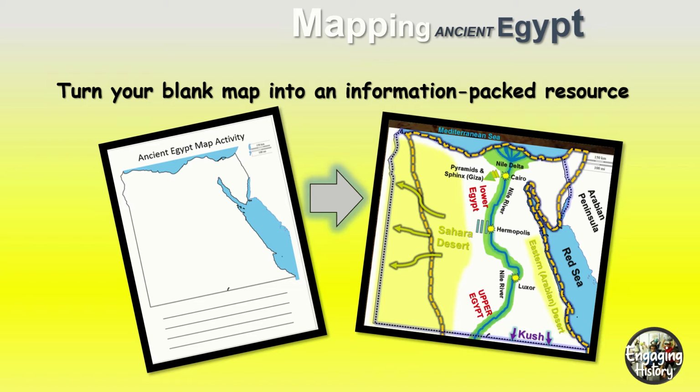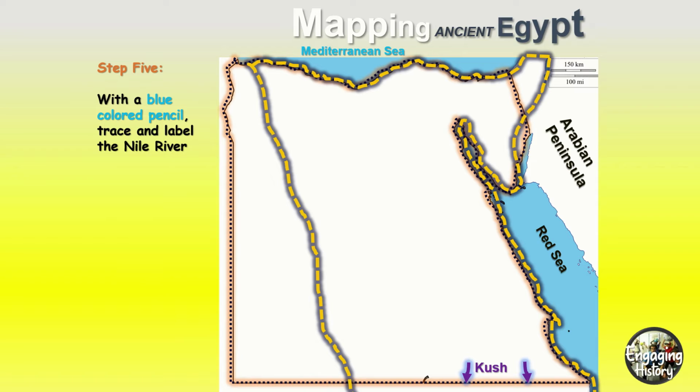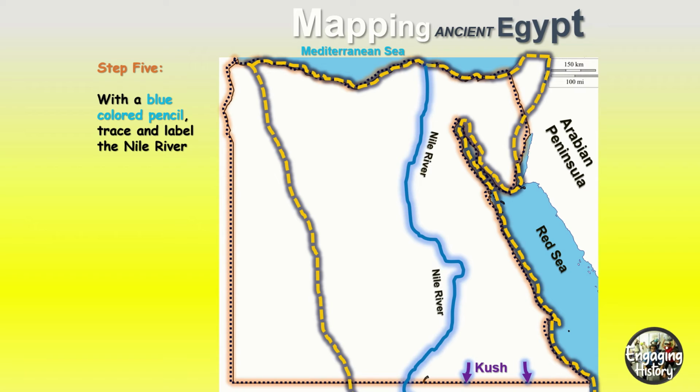So we start with a blank Egypt map, and by the end they're going to turn it into this resource on the right. And as the teacher, you control the pace of the lesson, because every time you click, a new item appears on the map for students to put on their own papers. So here's an example of that. By step 5, when you click the button, it's going to reveal the Nile River. Students are going to trace it and label it as they go about labeling ancient Egypt on their map.